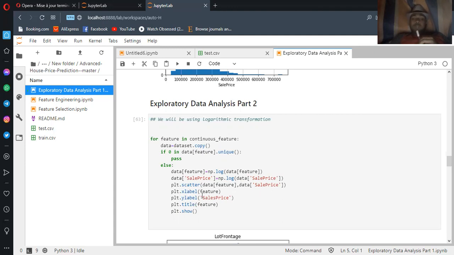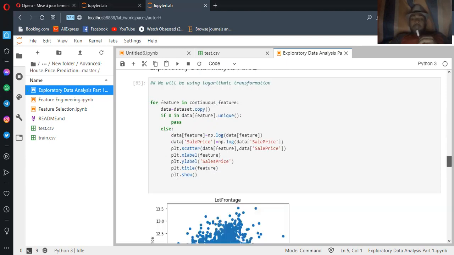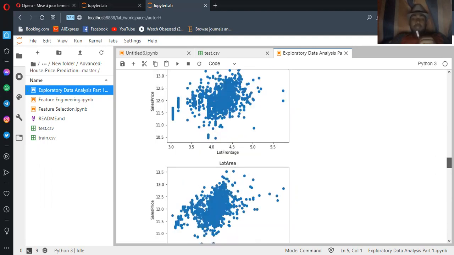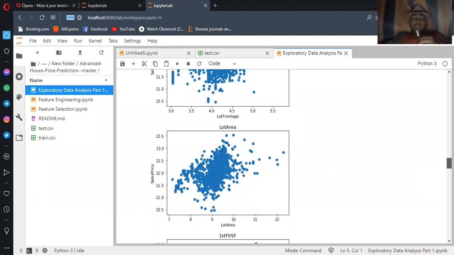We need to scatter all these data features after the transformation, with x label, y label, title and show. Okay, now looking at this x-axis, the numbers range between 3 and 5. And also for sale price, maybe now it is more clear. Here the data is more concentrated. Maybe it's more clear compared to the first time. So the same thing for lot area and sale price. Most of the data is concentrated between 8 and 9, and also between 8 and 10. Okay, maybe it's more clear now.